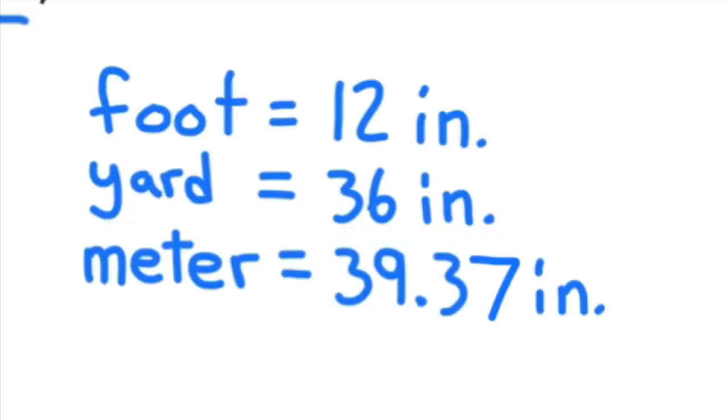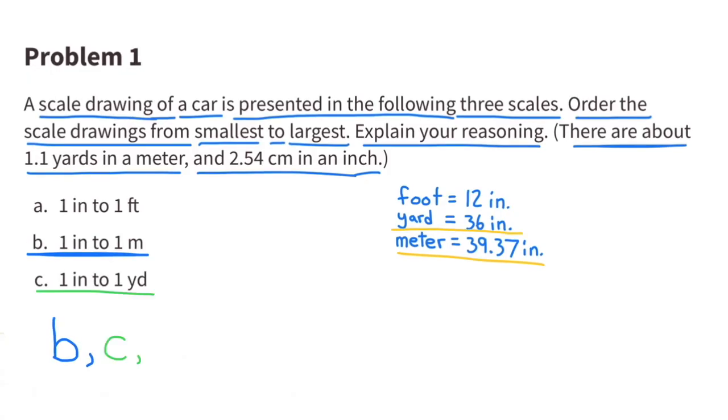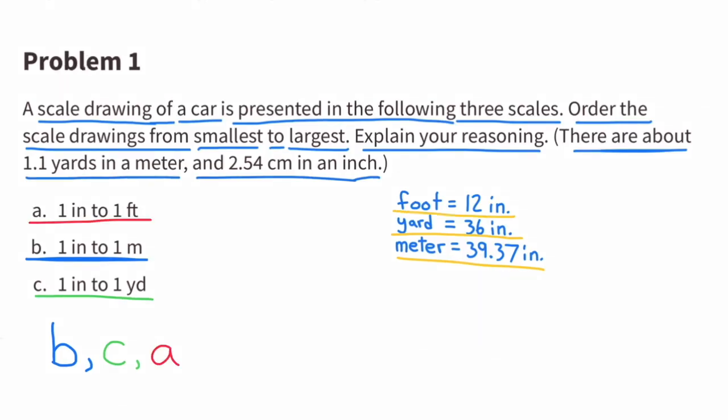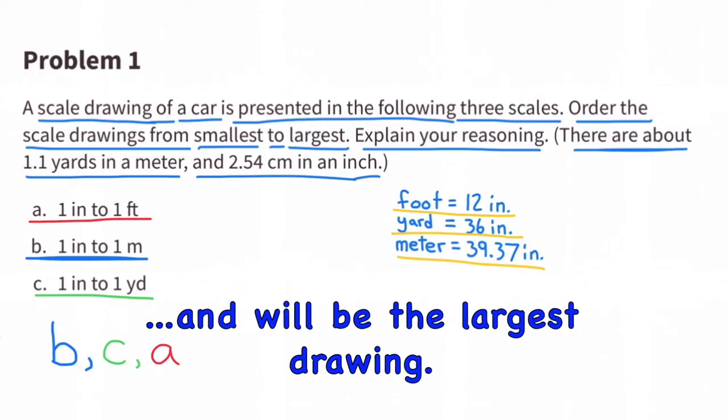1 foot is 12 inches, 1 yard is 36 inches, and 1 meter is 39 and 37 hundredths inches. The smallest scale drawing would be B, 1 inch to 1 meter. The next smallest scale drawing will be C, 1 inch to 1 yard. And the largest of the scale drawings will be A, 1 inch to 1 foot. A drawing with a scale of 1 inch to 1 foot will require the most number of units and will be the largest drawing.